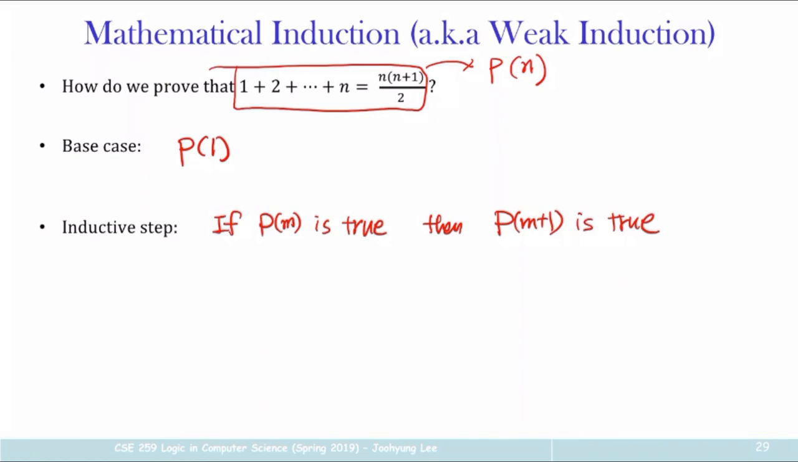So let's first see whether this is actually true. So P of 1, is it true? How do we know that? This is actually easy because this is P of n. So what is P of 1? Look at the P of n and look at P of 1. So what does P of 1 mean?